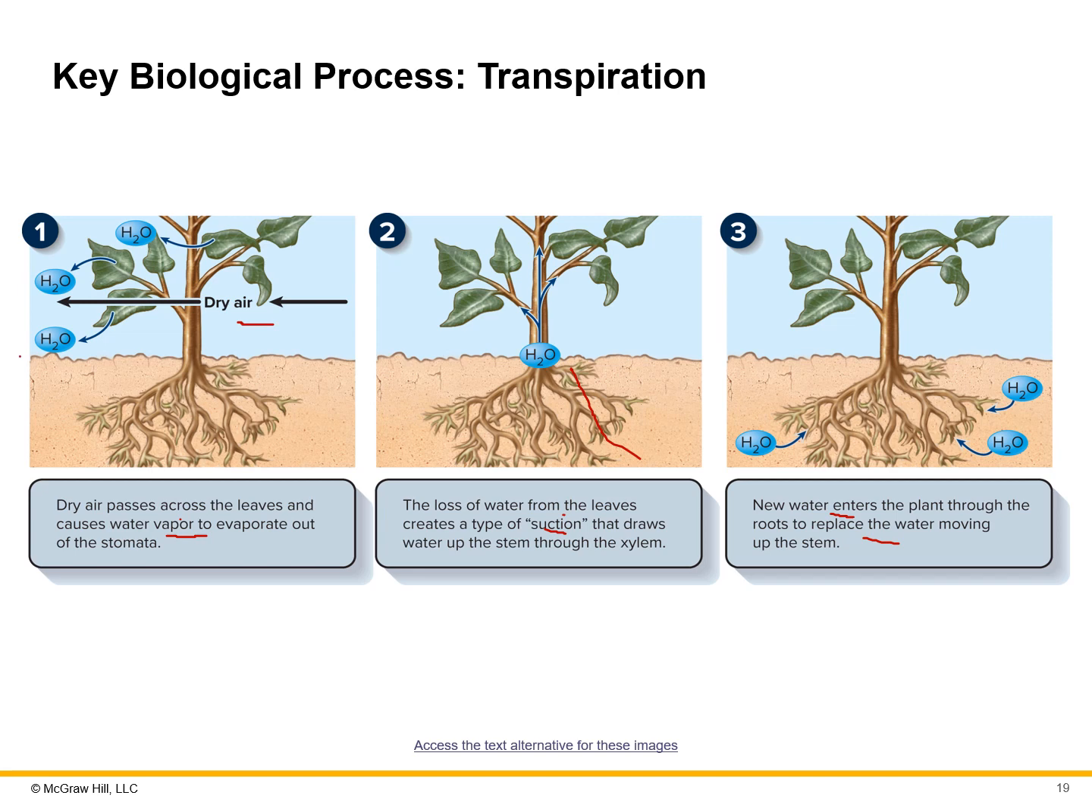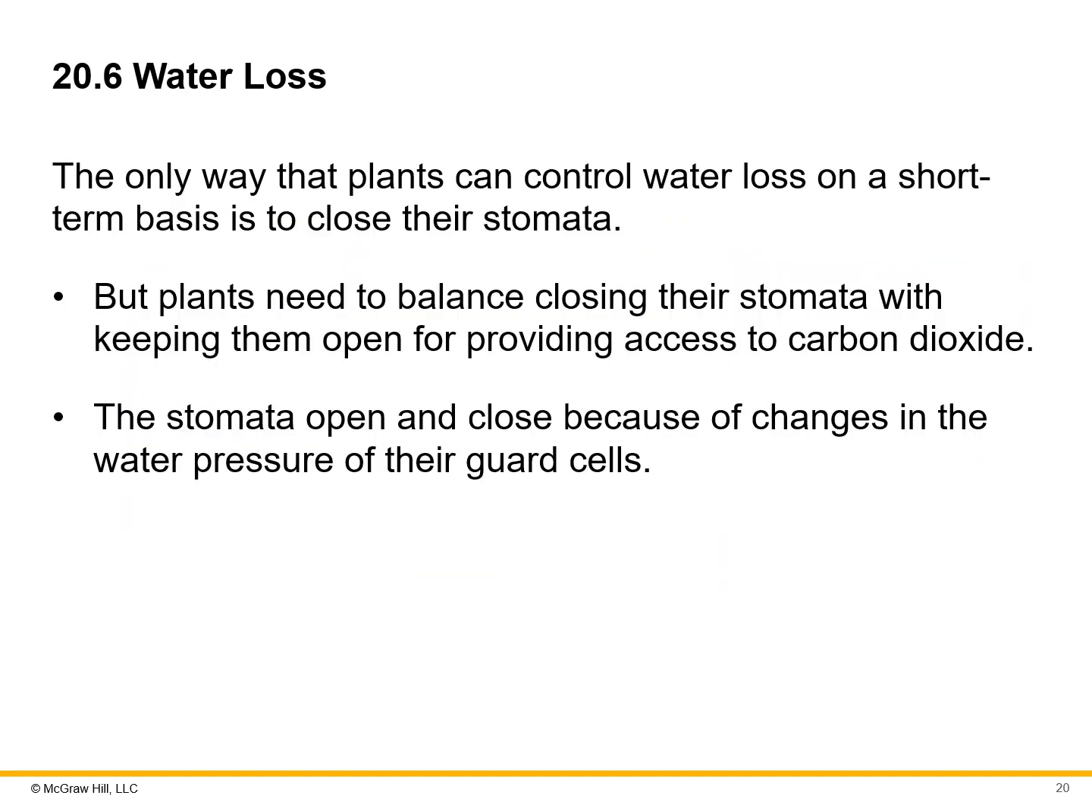So again, the more water that transpires, that evaporates, that's going to pull more water in from the roots into the shoot system. So plants need to be able to deal with their water loss. The only way they can really control that water loss on a short term is to close their stoma or the stomata. However, they have to balance that closing to prevent water loss with the closing, which then prevents access to carbon dioxide.